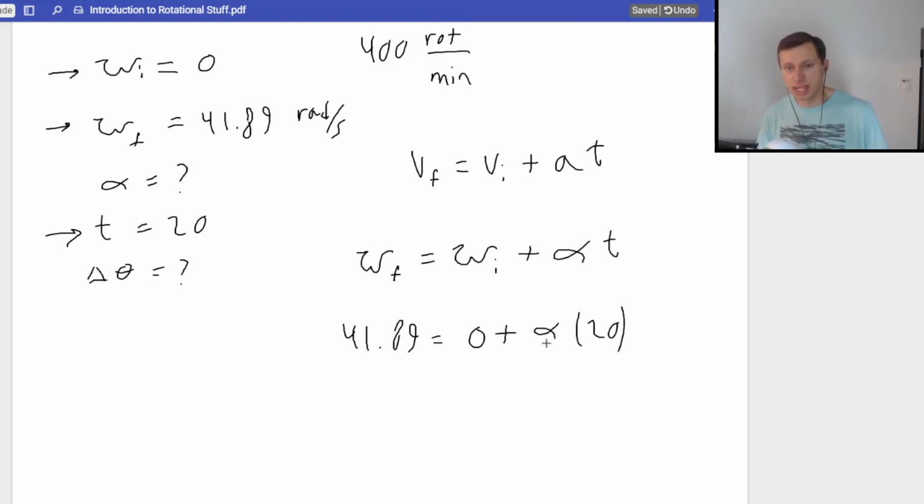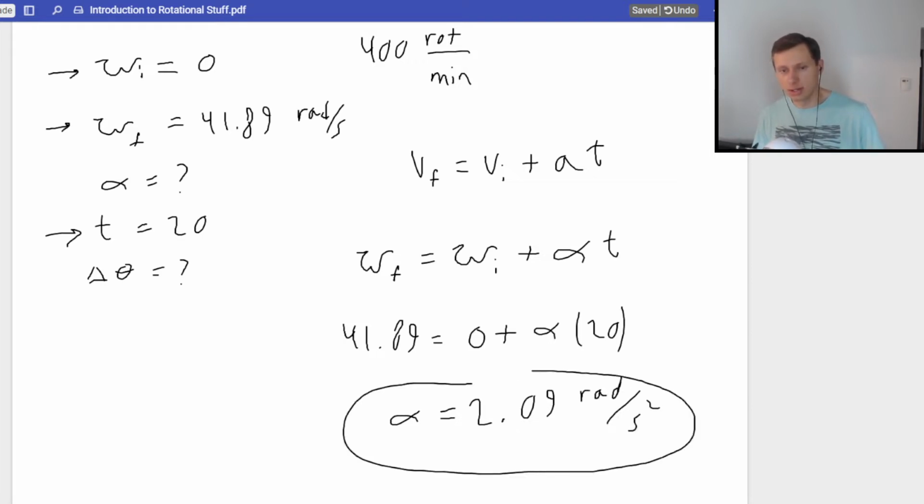So I can just plug this in my calculator, divide by 20. Alpha is going to be 41.89 divided by 20. It's going to be 2.09, and the units are radians per second squared. Okay, there we go. We found alpha.